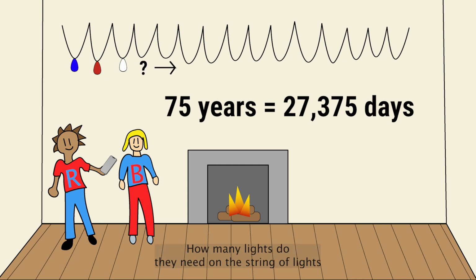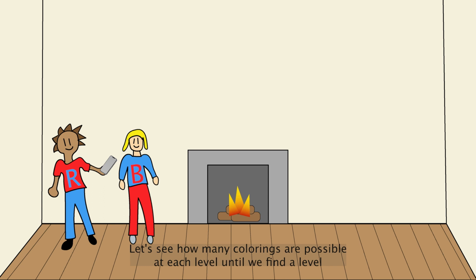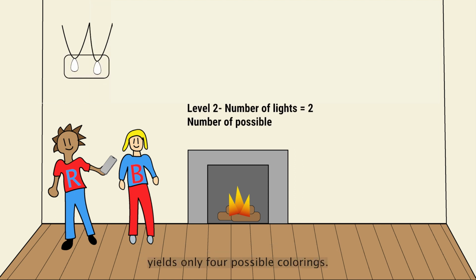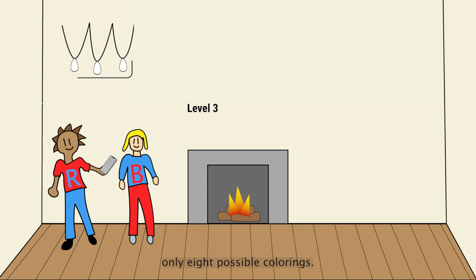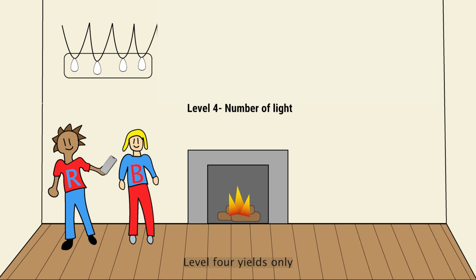How many lights do they need on the string of lights to have a different coloring every day for the next 75 years? Starting with level 1, let's see how many colorings are possible at each level until we find a level with enough lights to meet R&B's need for variety. Level 1 yields only 2 possible colorings. Level 2 yields only 4 possible colorings. Level 3 yields only 8 possible colorings. Level 4 yields only 16 possible colorings.